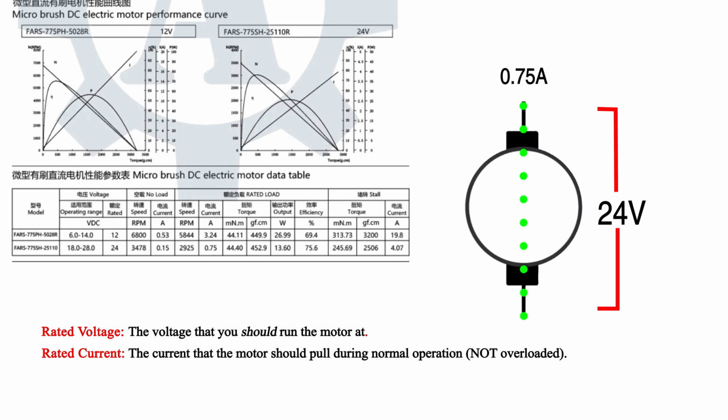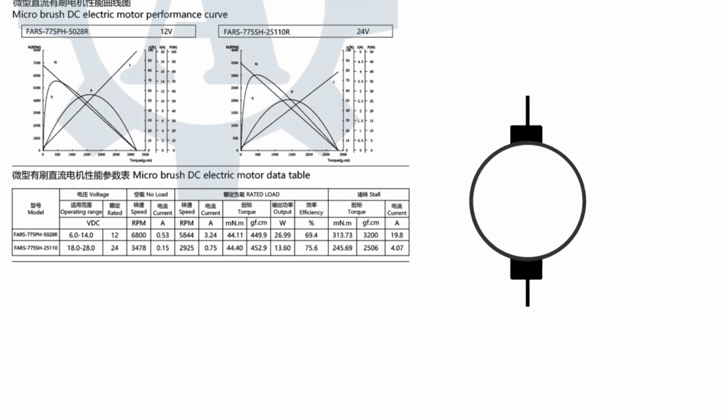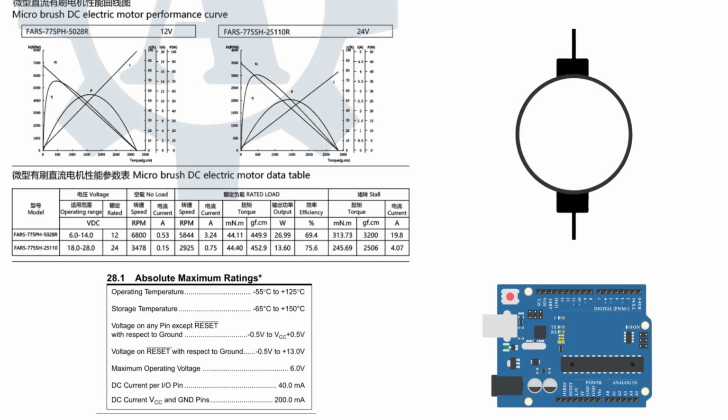Its rated current is the amount of current the motor can safely pull continuously without damage, and its stall current is the absolute maximum amount of current that the motor will pull, like if you were to physically prevent it from spinning. As you can see, all these numbers are significantly greater than what an Arduino pin can provide. So what do we do?